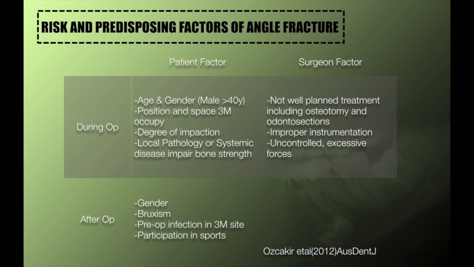For surgeon's factor, not well-planned treatment, including the osteotomy and odontosections, would be an important consideration. Improper instrumentation is another factor, and the most common factor that would cause fracture is use of uncontrolled excessive force. After the operation, patient factors that may risk or predispose a patient to angular fractures would be gender, bruxism, preoperative infection of the third molar site, and patient's participation in contact sports.